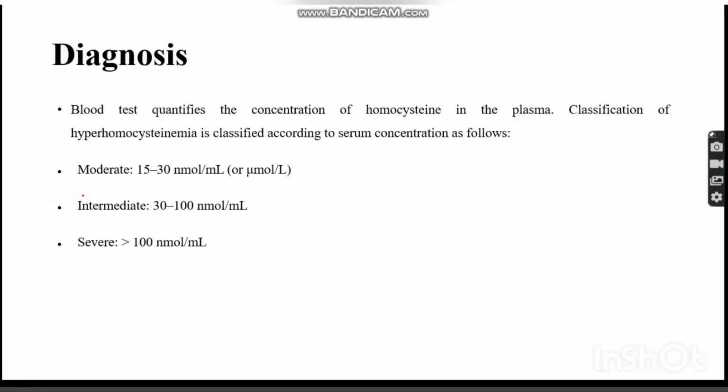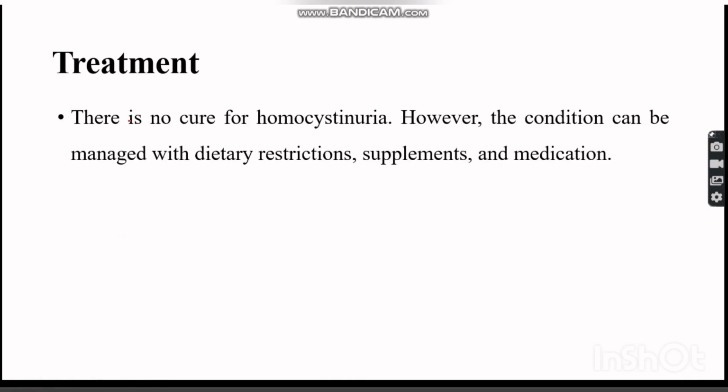Diagnosis. A blood test quantifies the concentration of homocysteine in plasma. Hyperhomocysteinemia is classified according to serum concentration. Moderate is 15 to 30, intermediate is 30 to 100, and severe is greater than 100. Treatment. Unfortunately, there is no cure for homocystinuria. However, the condition can be managed with dietary restrictions, supplements, and medication.